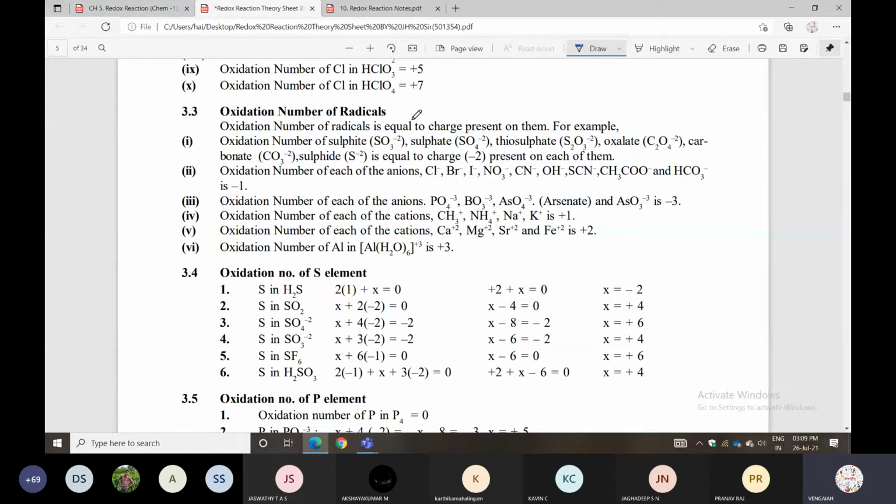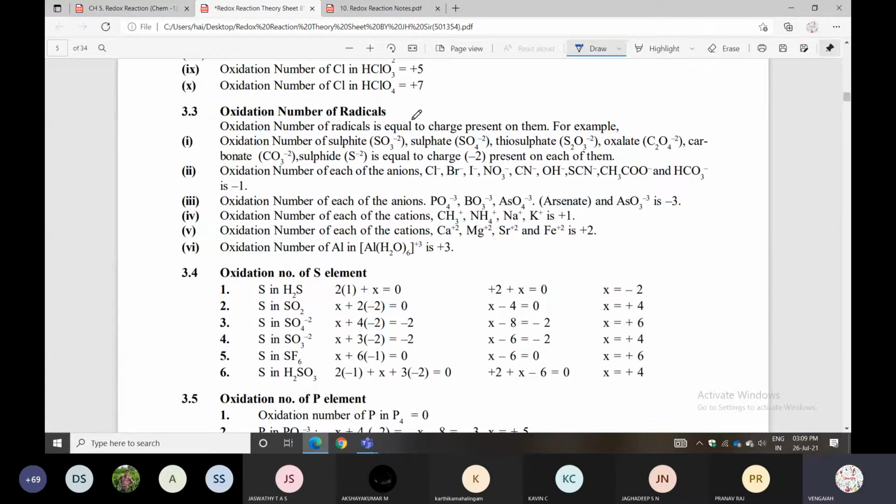The oxidation number of each anion containing -3 will be given: PO4 3-, BO3 3-, AsO4 3-, arsenate. The oxidation number of each cation is +1 for monovalent cations, and +2 for divalent cations. The oxidation number of aluminium is +3. So these are all points you can remember. No problem. After completion of the class, I will share this material in our chat box. You can make notes.